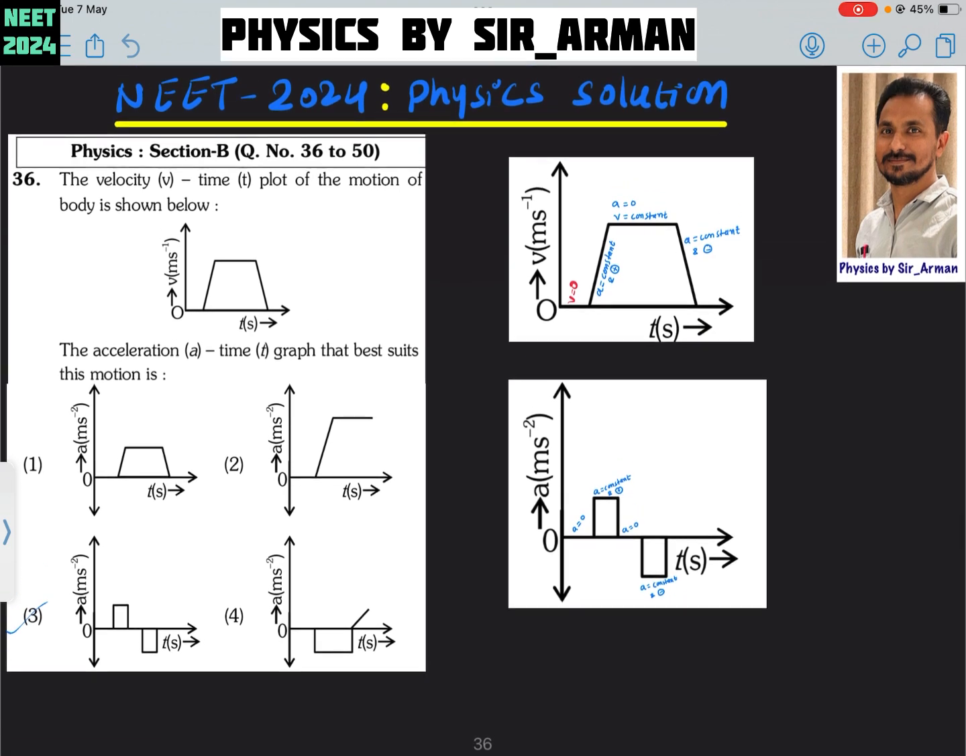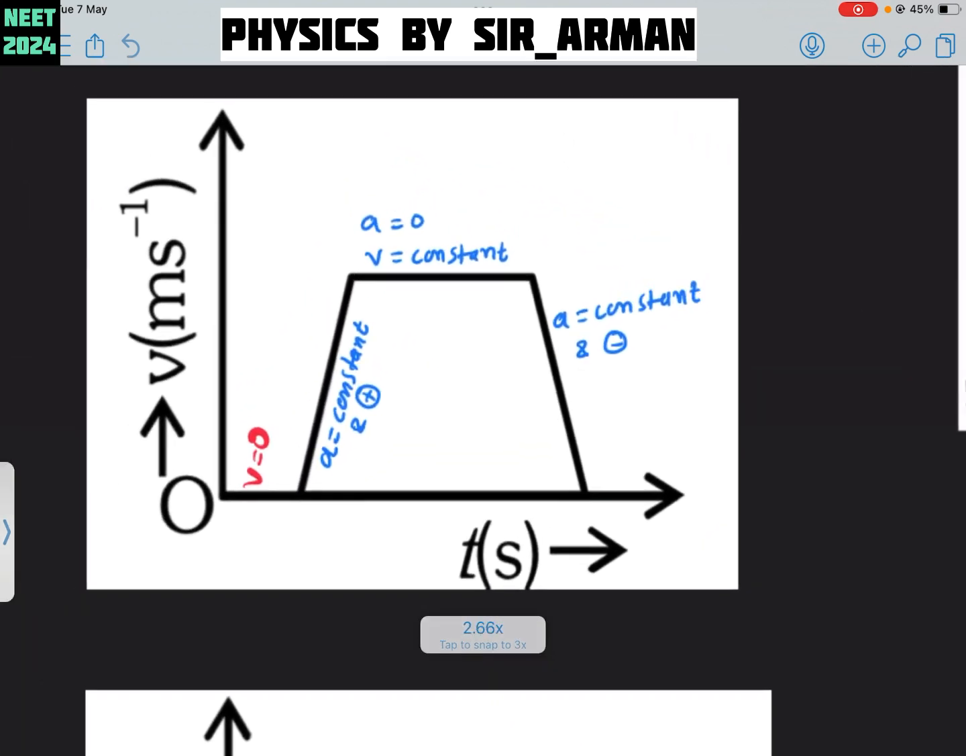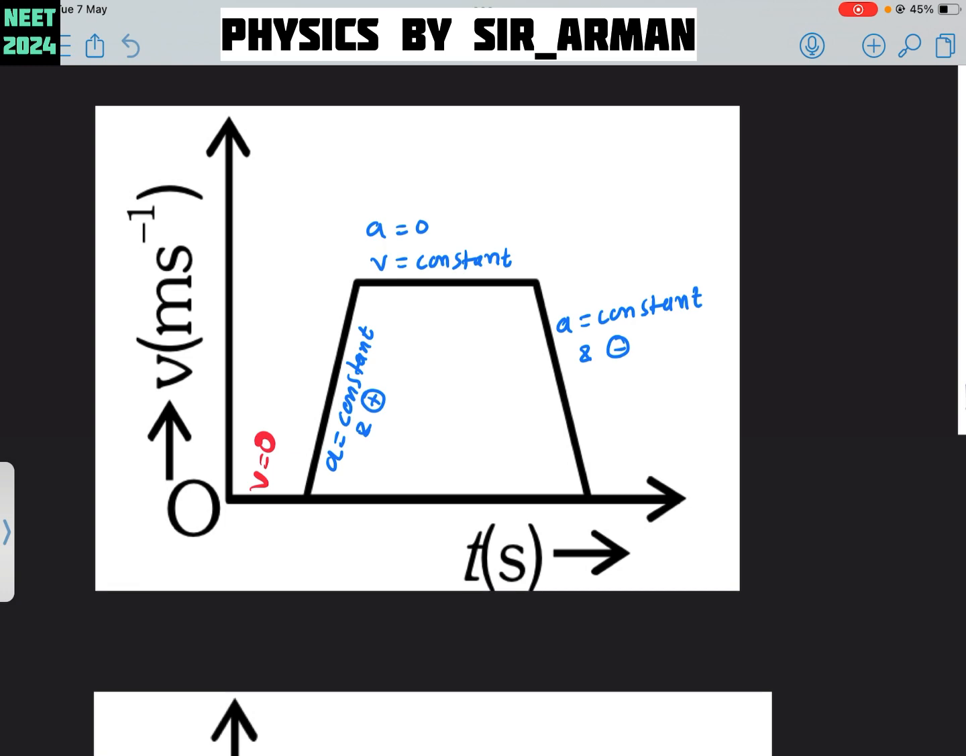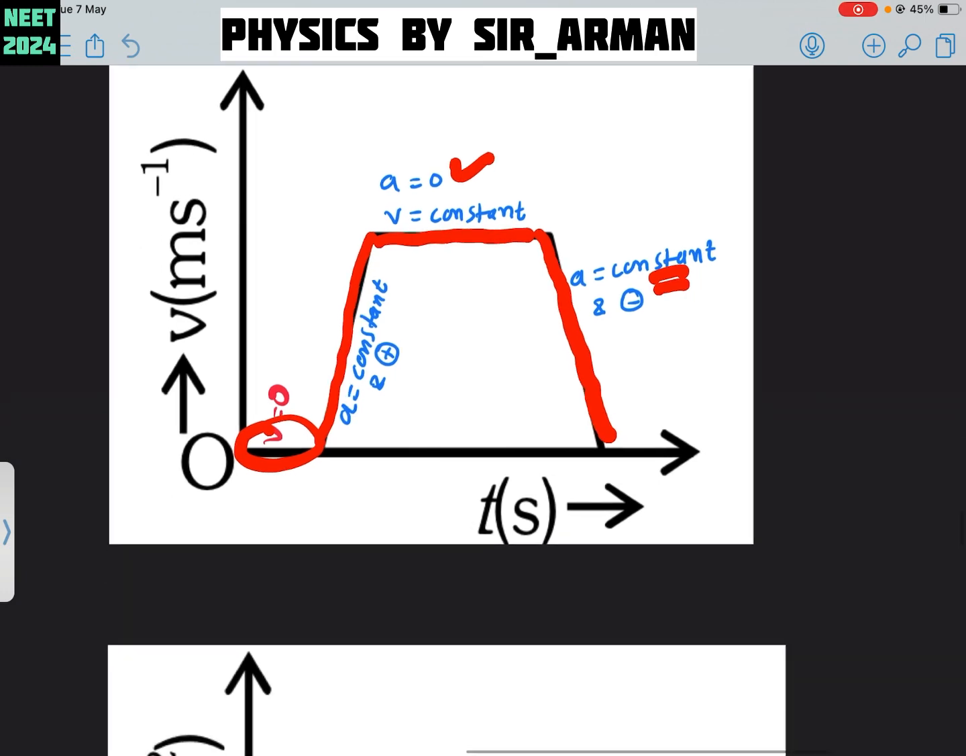Question number 36. The velocity time graph is given. We have to find which is the correct acceleration time graph. So the same graph I have drawn here. Let us try to understand that graph. The velocity time graph which is given here, we are trying to analyze. Here the velocity is 0. Now velocity is increasing at a constant rate, meaning acceleration is constant and positive. Then velocity is constant. Whenever velocity is constant, acceleration is 0. Again velocity is decreasing at a constant rate, meaning acceleration is uniform, constant and negative.